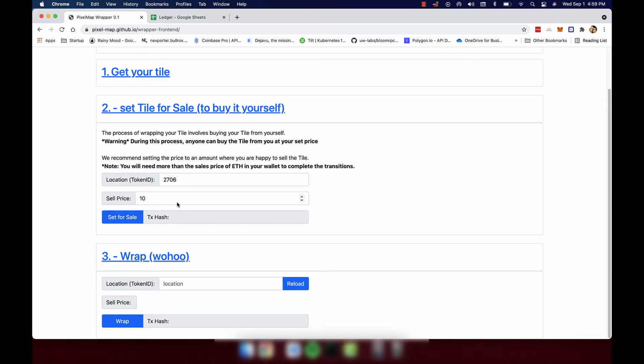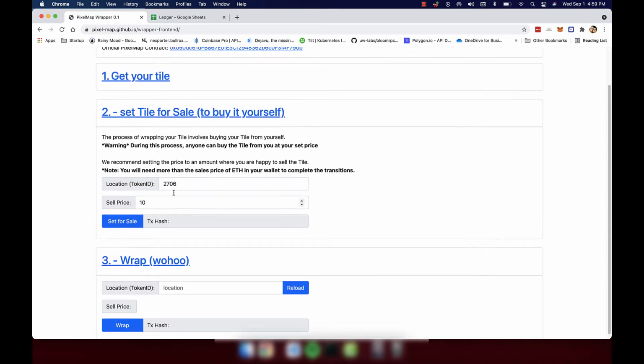Another thing to note is when you're using this wrapper front end, it's basically designed to make it as easy as possible, and the prices that you see here are in ETH. But if you go to the contract directly and you try to do this without this site, you can do that, but just remember the price there is in WEI, and don't make the mistake of accidentally selling your tile for like 1/1000th of a penny, which I know several people, including myself, have accidentally done.